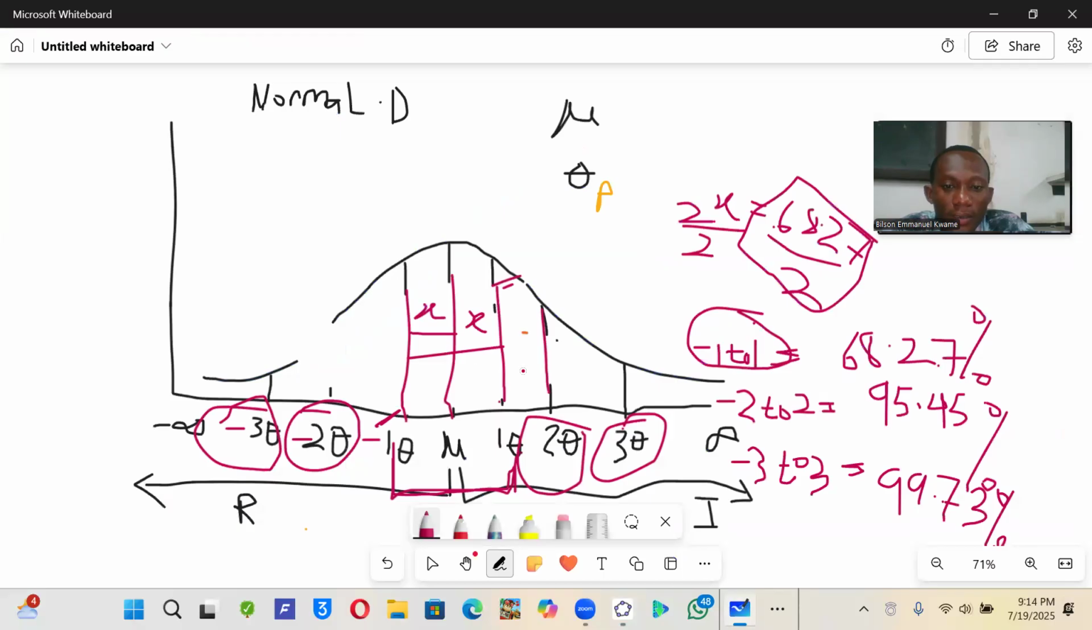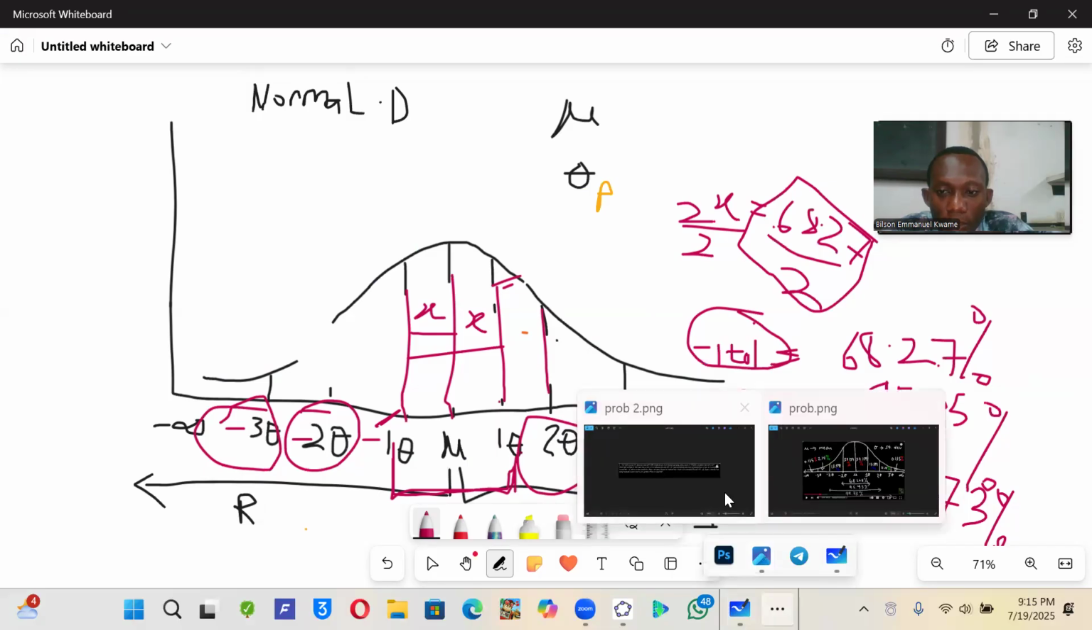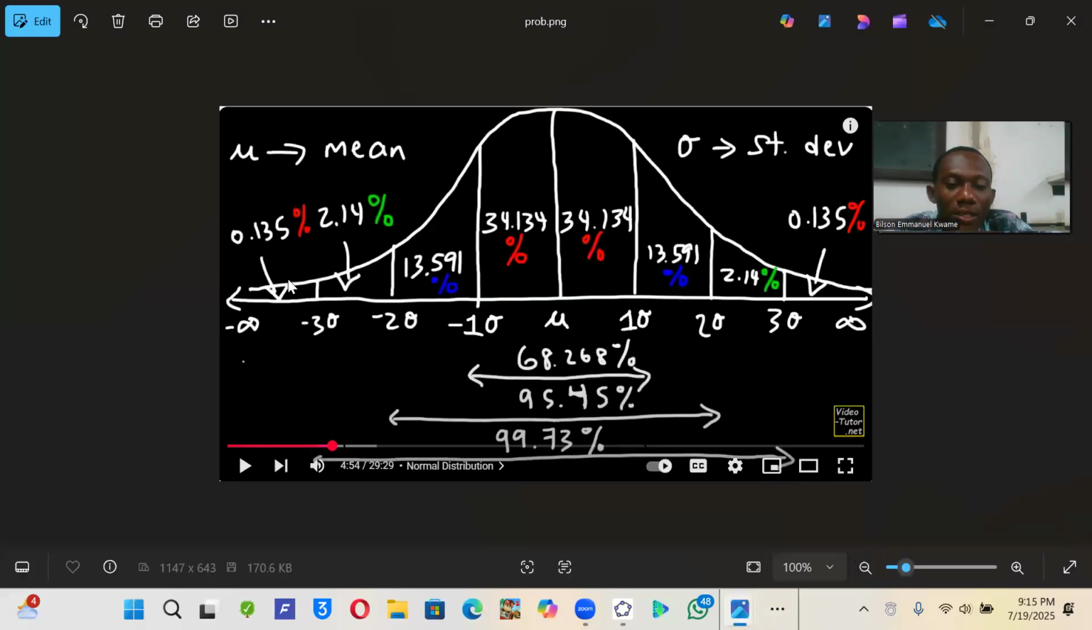So this is what we are going to do next. The next thing that we are going to do is the question. Let me show you the question. So this is the question. Let me use this diagram to explain something to you. Just like I said before, this is the mean.